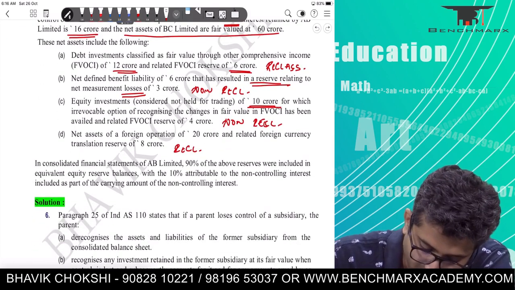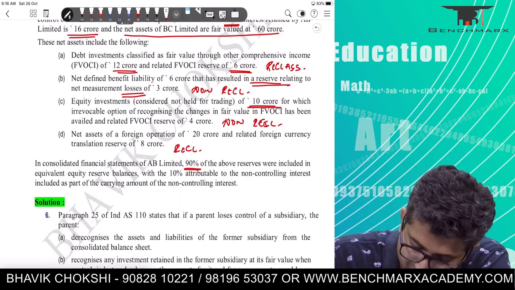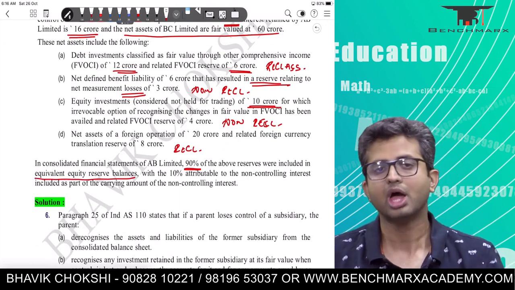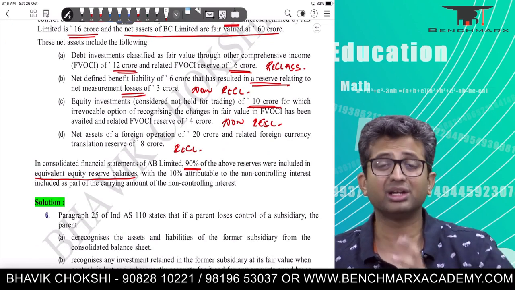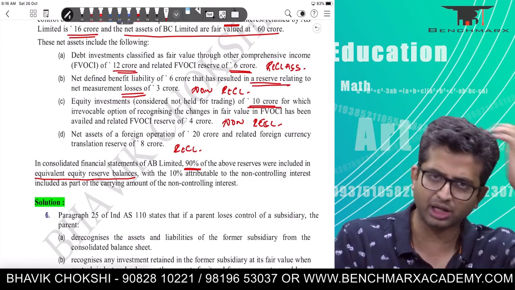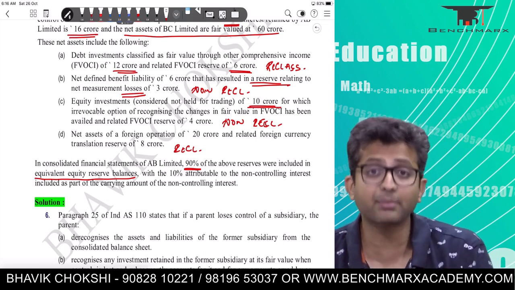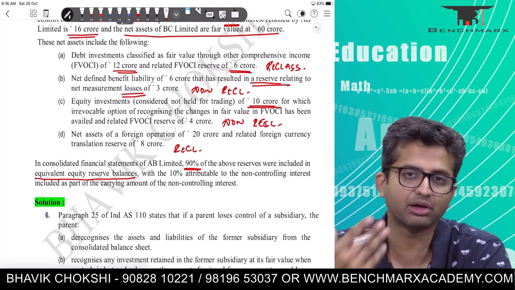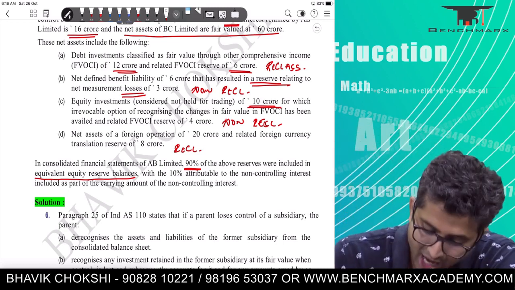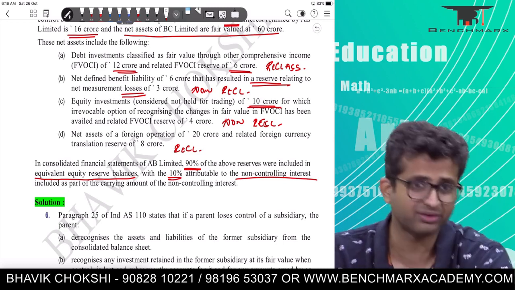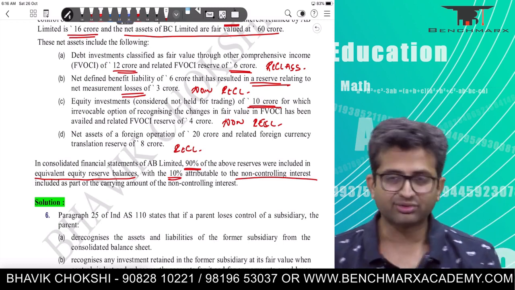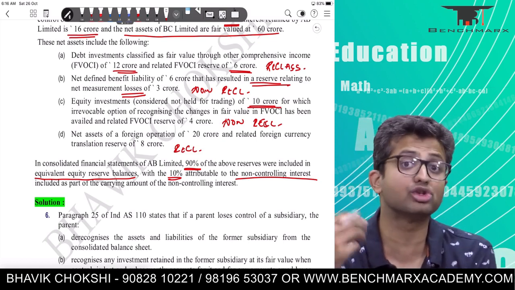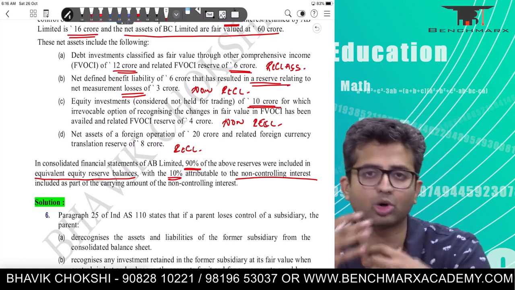Okay. In the consolidated statements of AB Limited, 90% of the above reserves were included in the equivalent equity reserve, which is perfect. Line by line consolidation, you will add the entire asset, entire liability, and your share, the parent share, will be taken to the parent's corresponding item. And remember, in all of these reserves, not only the parent, even the NCI has a share, and hence 10% is attributable to the NCI, which means in your consolidated statements, you would have recorded only 90% of each of these reserves. Be very clear about it. You would have recorded only 90%.